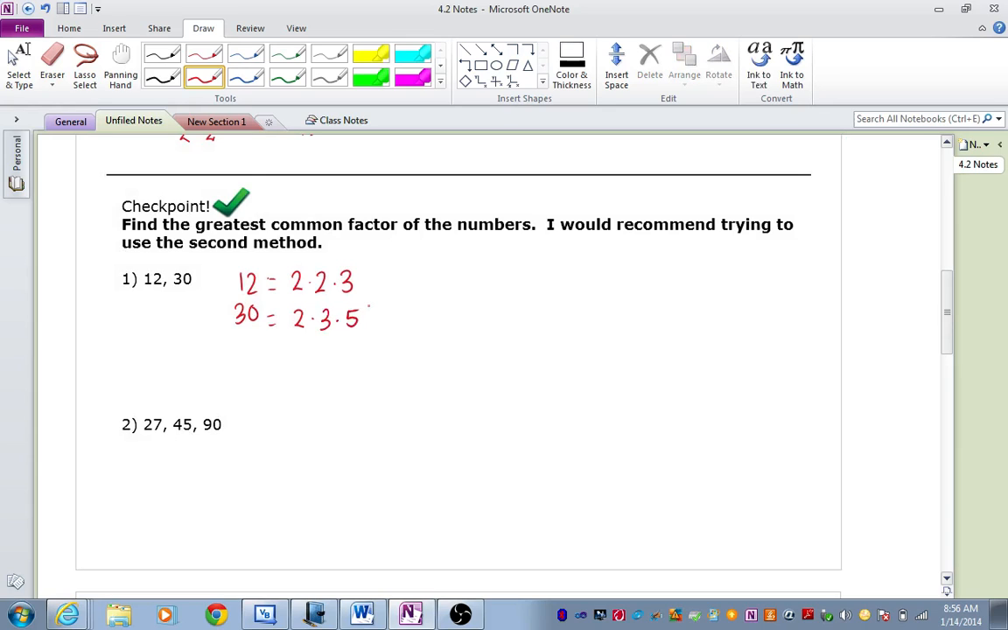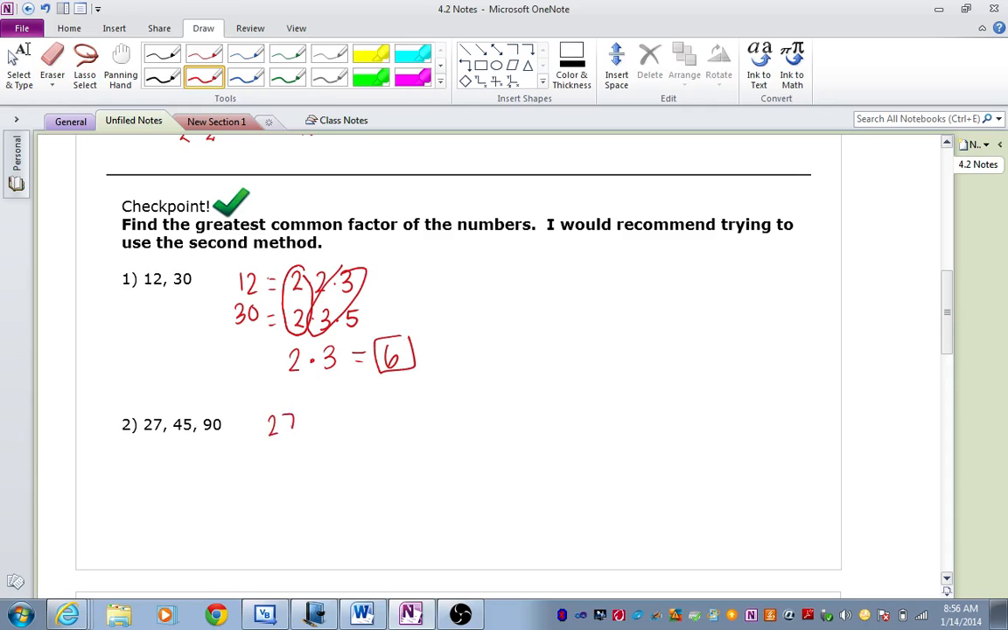Okay, so each is prime factored, so now we have to find any common factors. Since there's only two numbers here, it only has to be in the two cases. So I have a common factor of 2. I also have a common factor of 3. And then we have to remember, we take a 2 from this set, a 3 from this set, and multiply them together, and my GCF is 6.